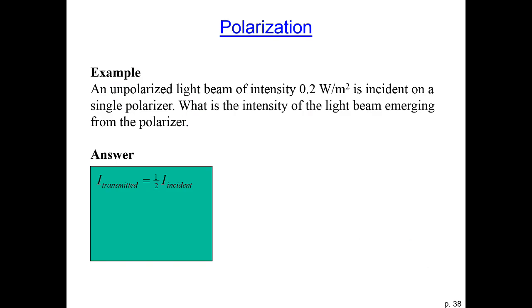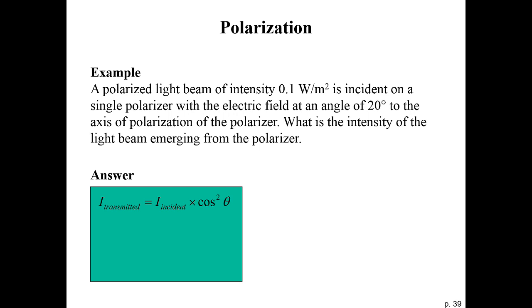Okay, so we have an example here. A beam of unpolarized light with an intensity of 0.2 watts per square meter is shining through a polarizer. What's the intensity of the light that comes out? Well, this one's a piece of cake, right? So here it's just unpolarized light going through a polarizer. So the transmitted is equal to half the incident. So the incident light here is 0.2 watts per square meter. So our final answer is 0.1 watts per square meter.